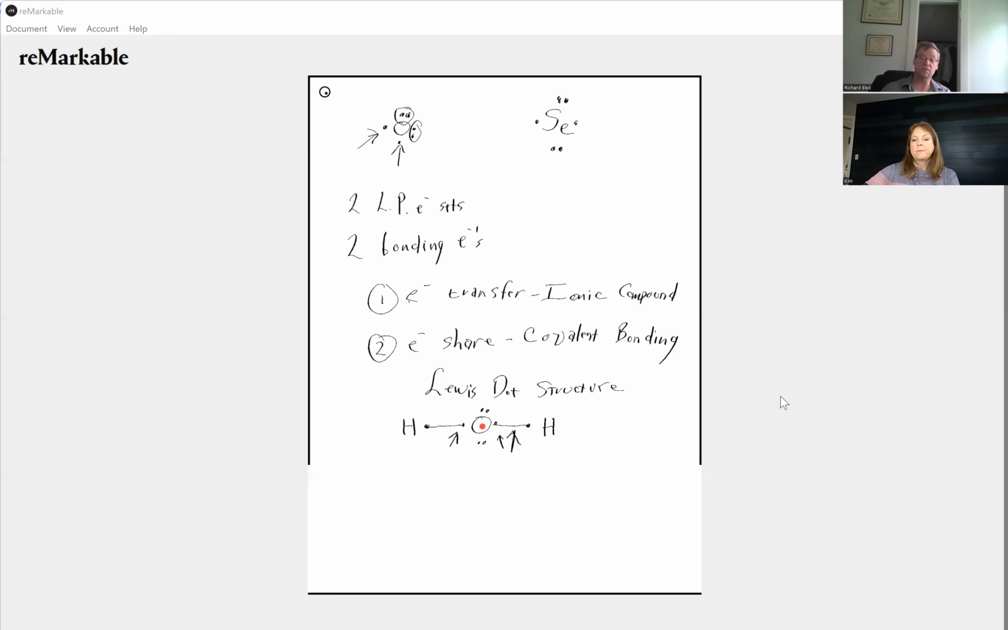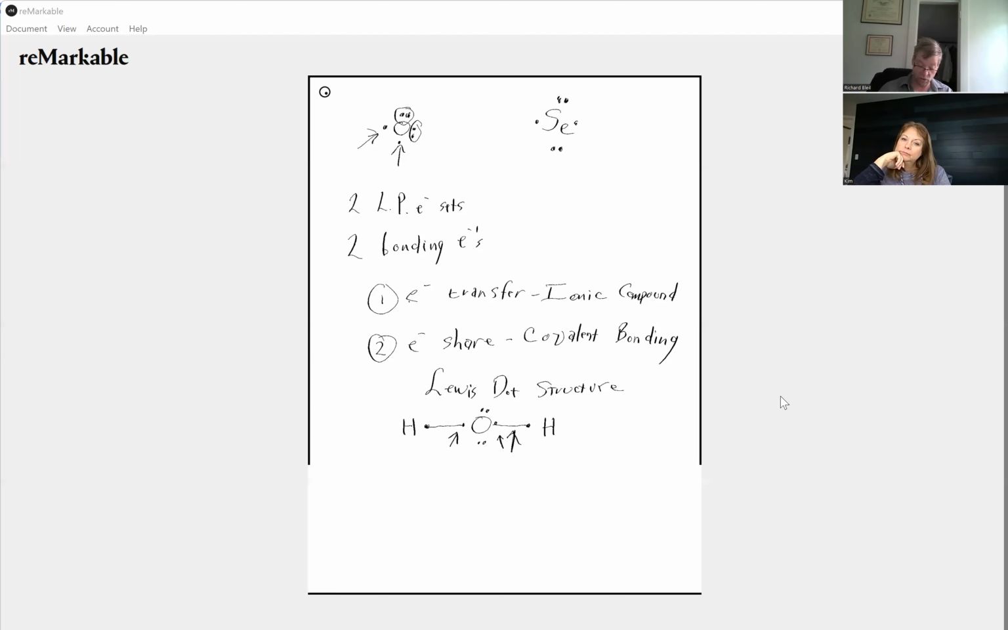Oxygen has 2, 4, 6, 8 electrons. So oxygen now fulfills its octet rule. It has shared electrons, and now there are 8 electrons around the oxygen, even though 2 of them are shared. It now has 8 electrons. This is a valid Lewis dot structure, and we're going to do more complex examples soon.